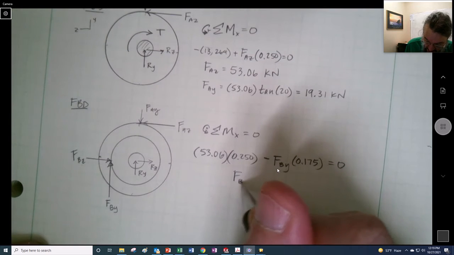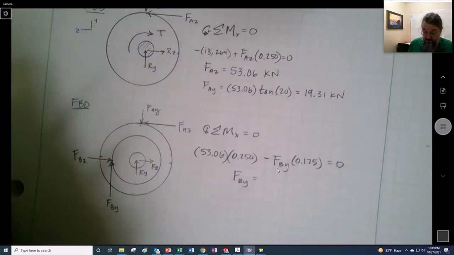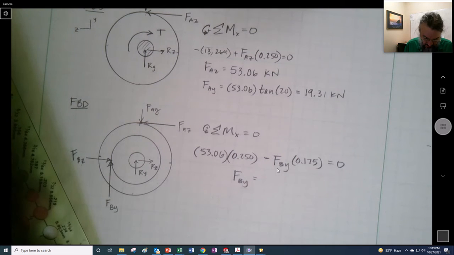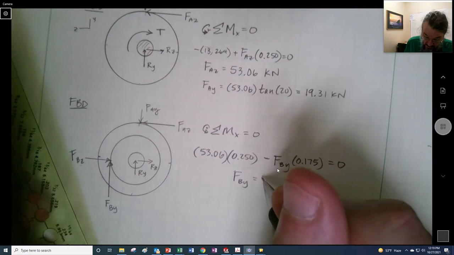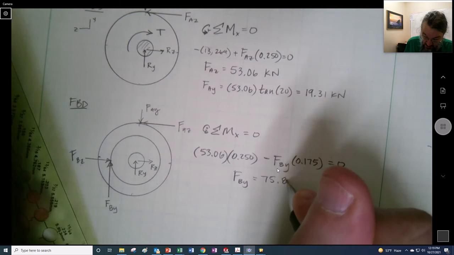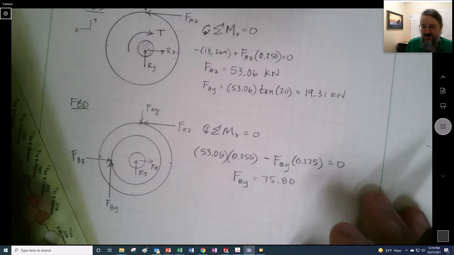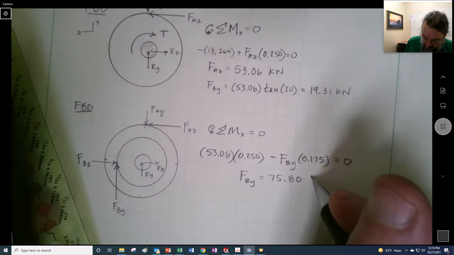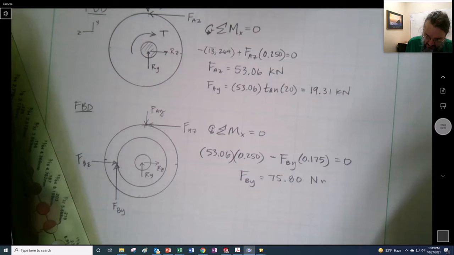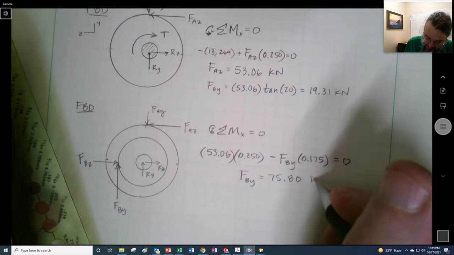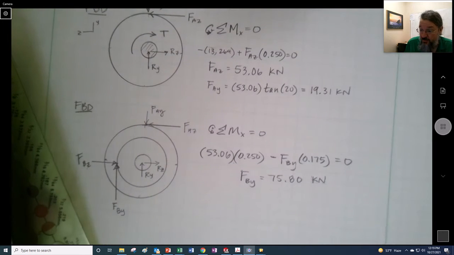And I'm going to get FBY, and it's going to be 53.06 and 0.25 times 0.175 divided, and I should get 75.80. Let's see what I got over here. I actually get 75.79. My numbers are going to start drifting off because I don't use kilonewtons. I'm going to start using newton meters. Got to pay attention to this stuff, right? It's Larry's fault. We're going to blame Larry, okay?